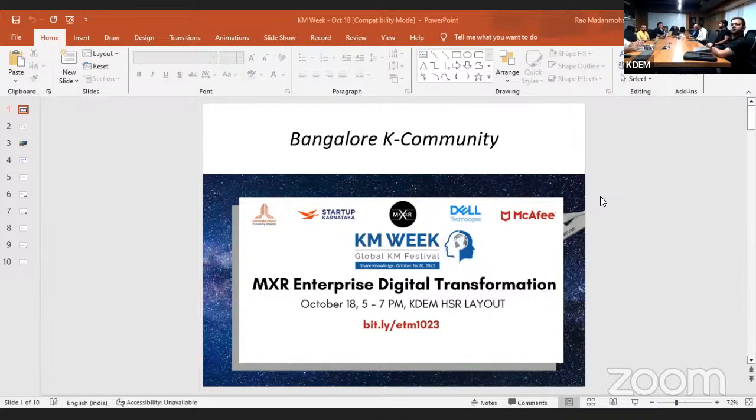Today's event is part of what's called the Bangalore K community. This was founded about 20 years ago. It's a group of professionals who are involved in the field of knowledge management. And today we are here as part of KM Week. So we are one of the 12 events worldwide put together for Knowledge Management Week.